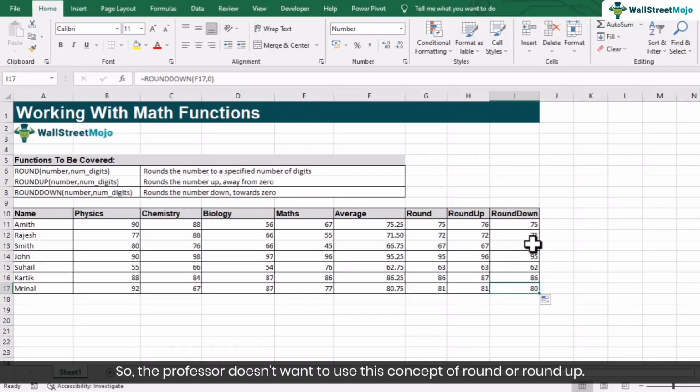So the professor doesn't want to use this concept of round or round up. Round is somebody who is interested in moving the person to the next number if he gets 0.5 or more as far as the 0th decimal place is concerned. Round up: very positive, go to the next number. Round down: quite pessimistic or a bit strict, letting him stay at that number. Okay. So these are the 3 functions which the math function will work on.